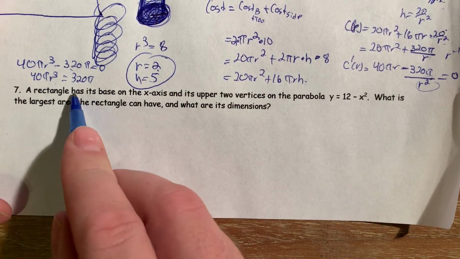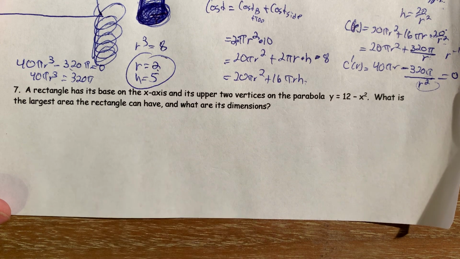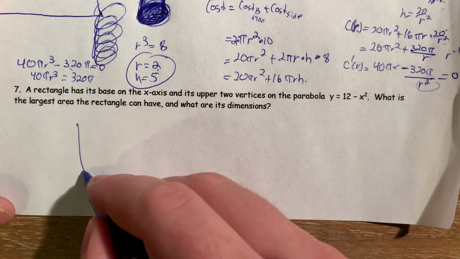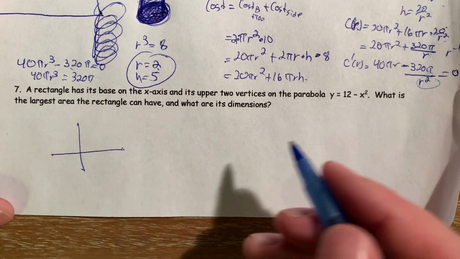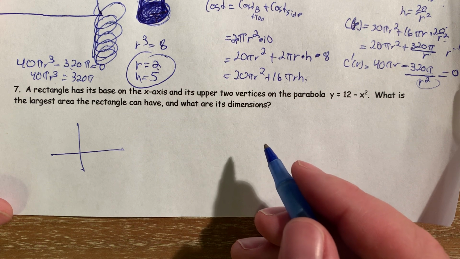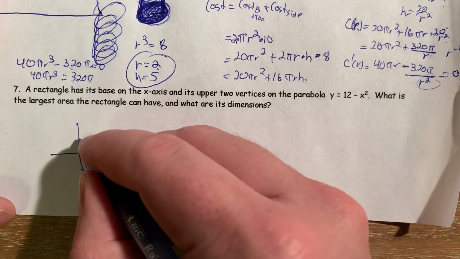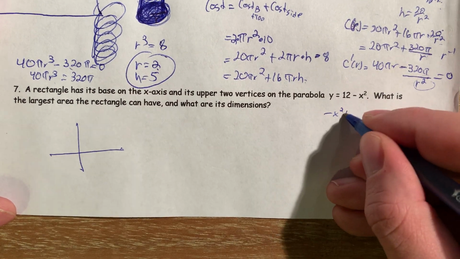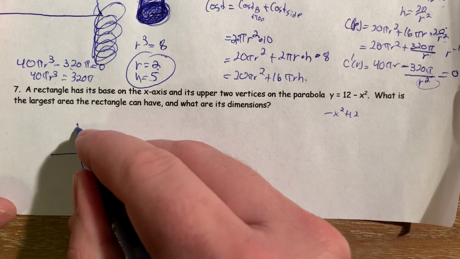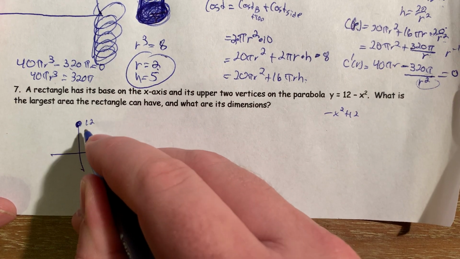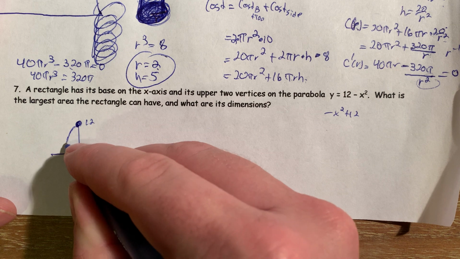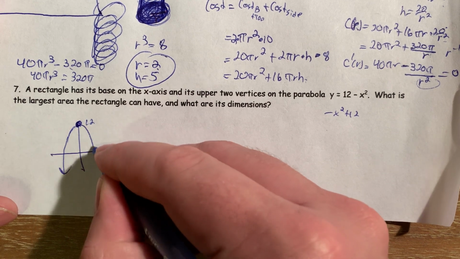A rectangle has a base on the x-axis. Okay, so I guess we're going like this. So there's a rectangle, and its upper two vertices are on the parabola y equals 12 minus x squared. So this is negative x squared plus 12. So it's a parabola that has a vertex at 0, 12, and is concave down, looks like this.